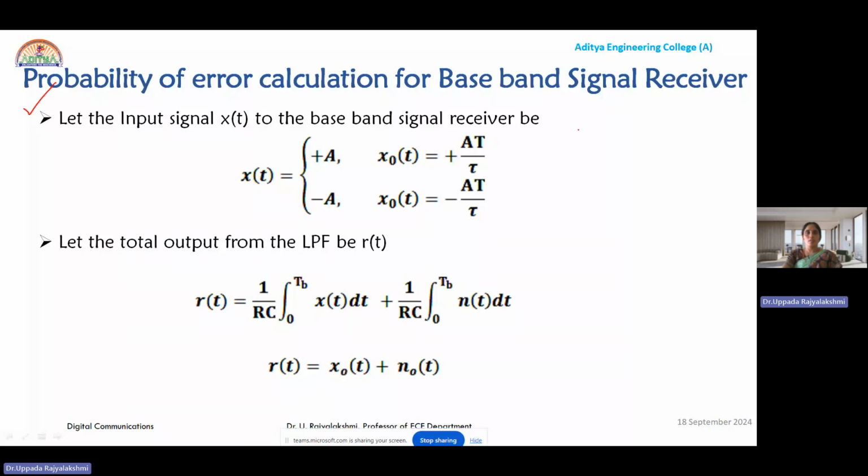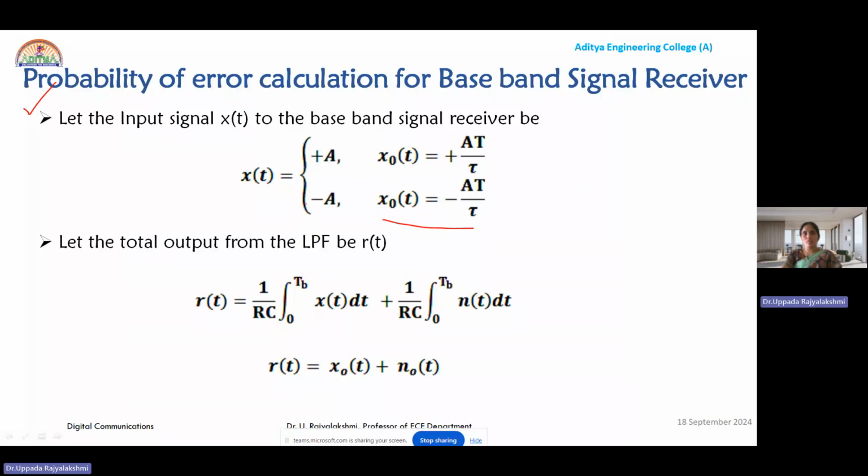For example, if you take the input signal as bipolar, when x of t is plus A, the output should also be positive and it is equal to AT by tau. We learned this in the earlier slides. Similarly, when x of t is minus A, x naught of t is, we know, minus 1 by RC integral A dt with the limits 0 to capital T. So therefore, you get x naught of t as minus AT by tau. So when x of t is plus A, x naught of t must be plus AT by tau, because x naught of t is the integration of x of t with the limits 0 to capital T.